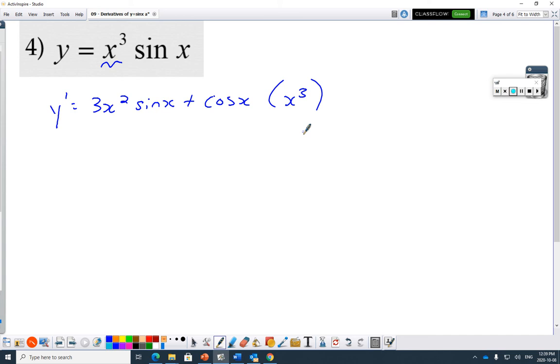And so just to tidy things up a little bit, 3x squared sine x. And we really, really want to write polynomials in front of sine and cosine. Sine and cosine, we don't want them out in front. It gets confusing if you leave the x cubed out there. Because is this cos x times x cubed? Or is this cos of x times x cubed? You know what I mean? So it's a little confusing to put it back there. So we try to put those out front.